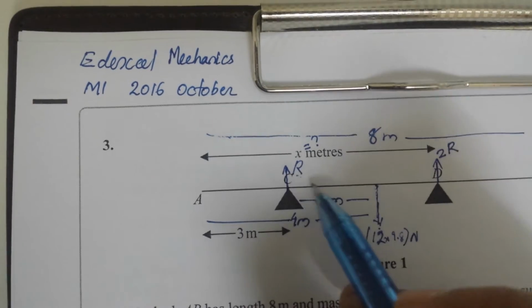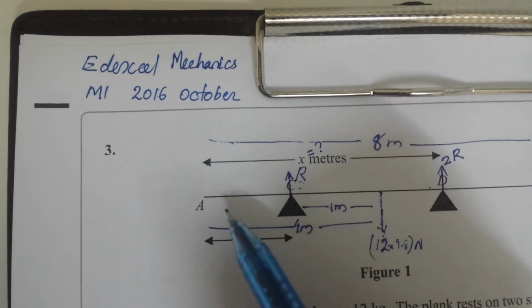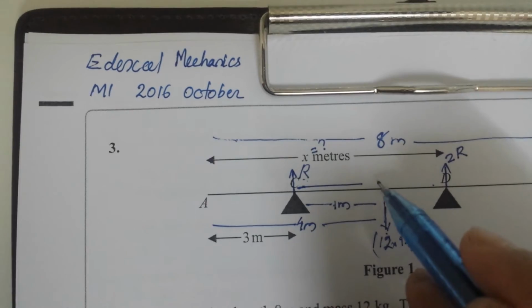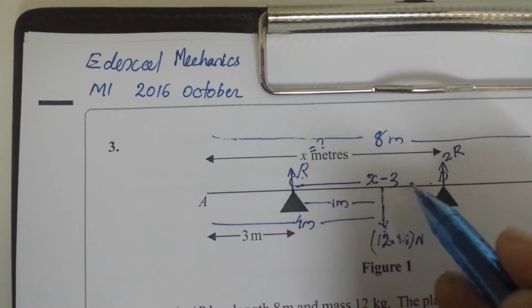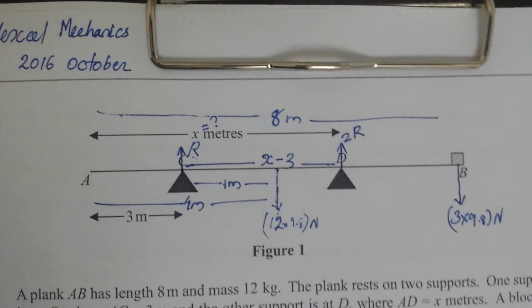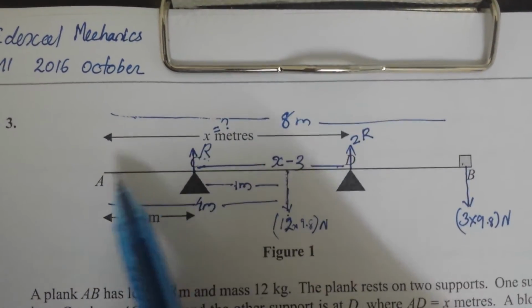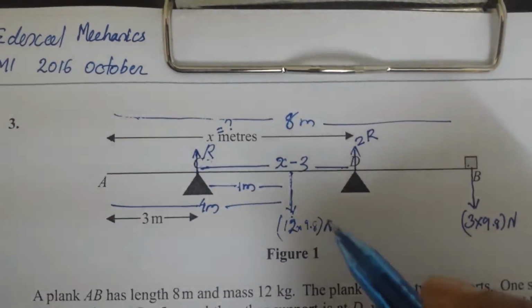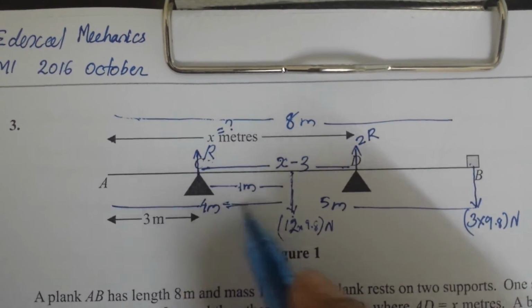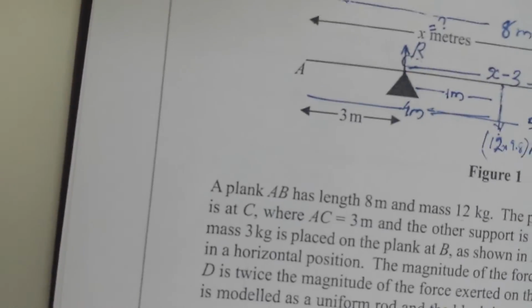Then we need this distance also. This total from A to D is x. This is 3, so between C and D is x minus 3. Then the distance of this force from this end is total 8. This is 3, remaining 5, so this distance is 5 meters. We need this length to solve the moments.